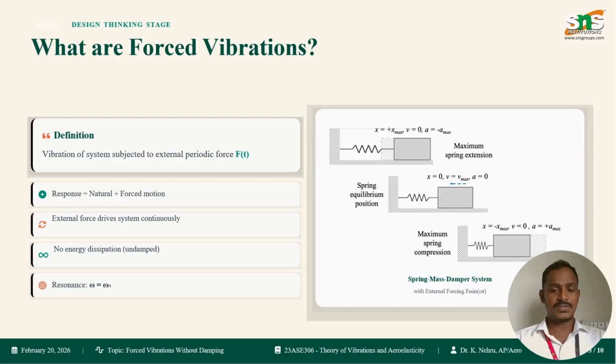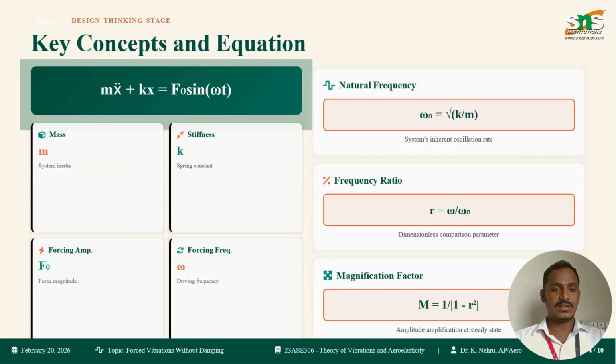It is the vibration of a system subjected to an external periodic force, but without any resistance to the motion. The governing equation is m x double dot plus k x equals F naught sine omega t. Here there is no damping term c x dot. The system response consists of two parts: natural vibration and forced vibration, and the most important phenomenon here is resonance.